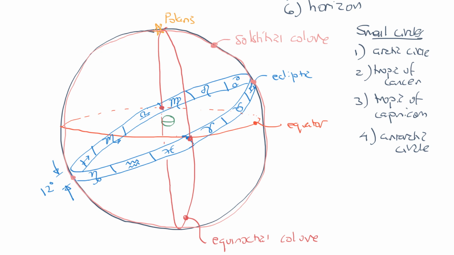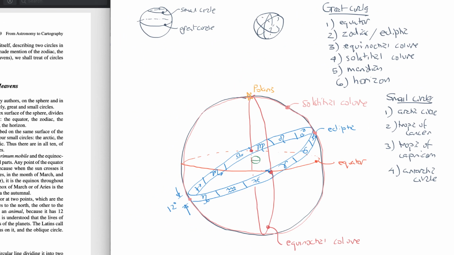Okay. Notice that these 4 great circles are fixed to the celestial sphere. That is, as the celestial sphere rotates around the Earth once per day, right? So remember, it's rotating around the Earth once per day. In this picture, those circles are fixed to that celestial sphere.